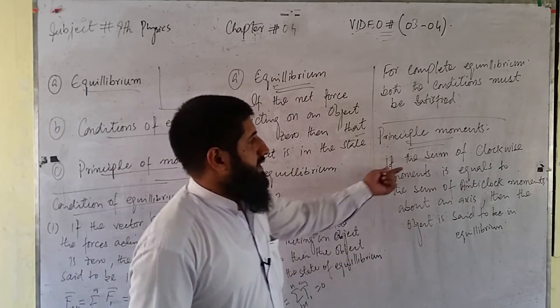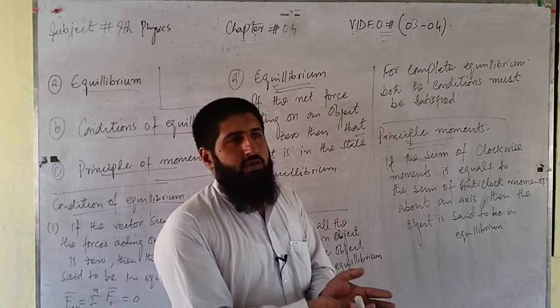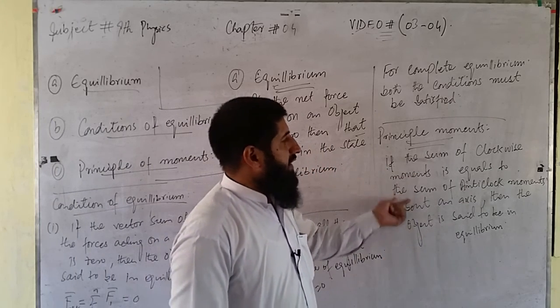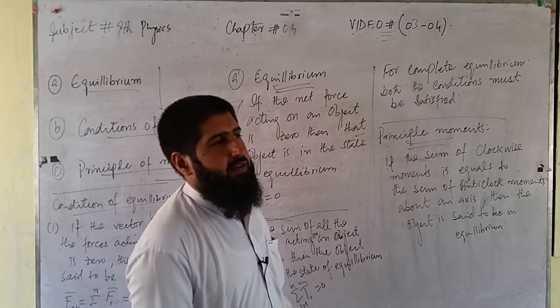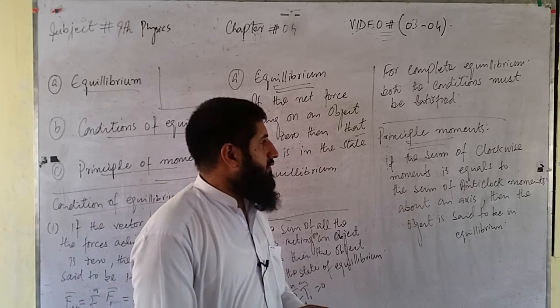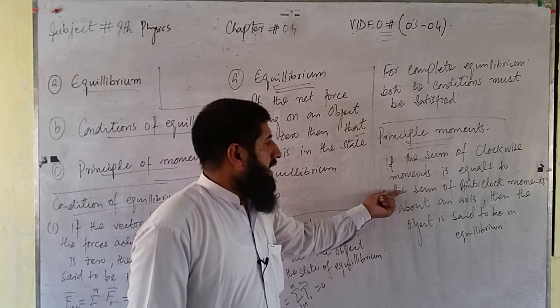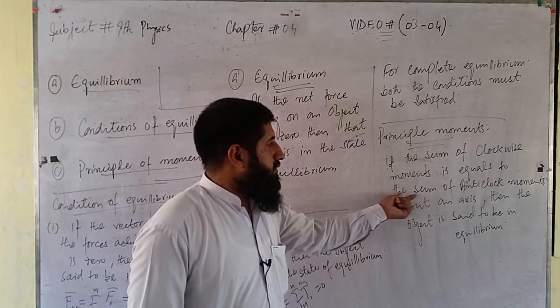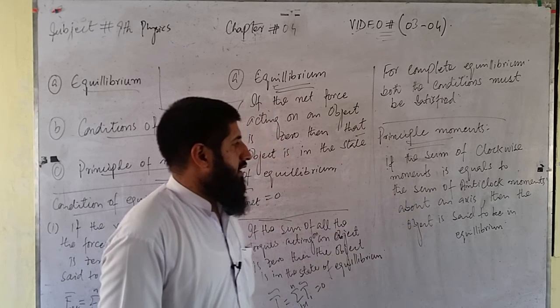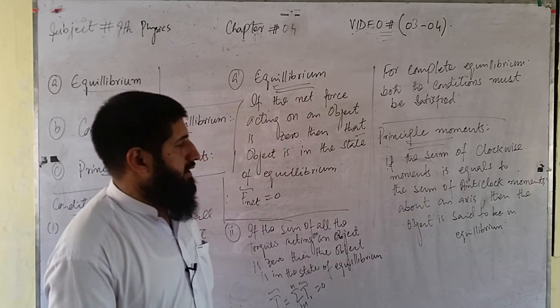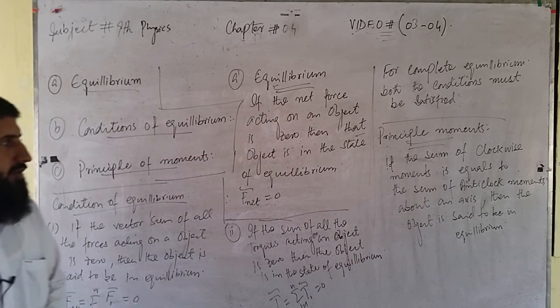If the sum of clockwise moments equals the sum of anti-clockwise moments about an axis, then the object is said to be in equilibrium. If the sum of clockwise moments about an axis is equal to the sum of anti-clockwise moments about the same axis of rotation, then the object is said to be in the state of equilibrium.